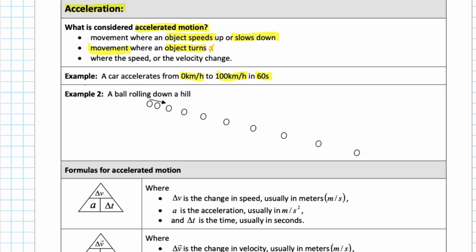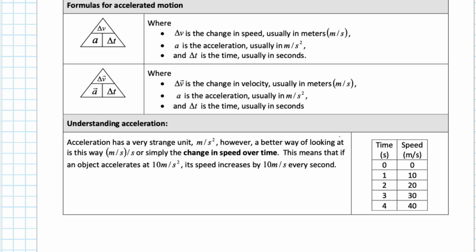Another example, consider a ball rolling down a hill. As the ball speeds up, the distance increases between the time intervals. So if the time between each of these images is the same, as time goes on, it covers more ground in the same amount of time. And that is further evidence that we are experiencing acceleration. So let's take a look at the formulas. This is a very similar formula triangle to the one we had for constant motion, but the variables change slightly.